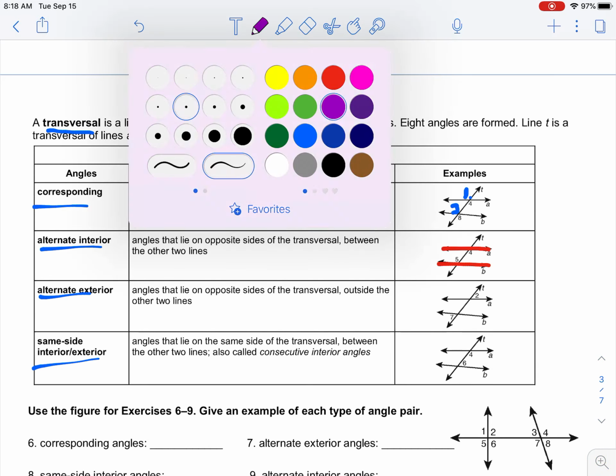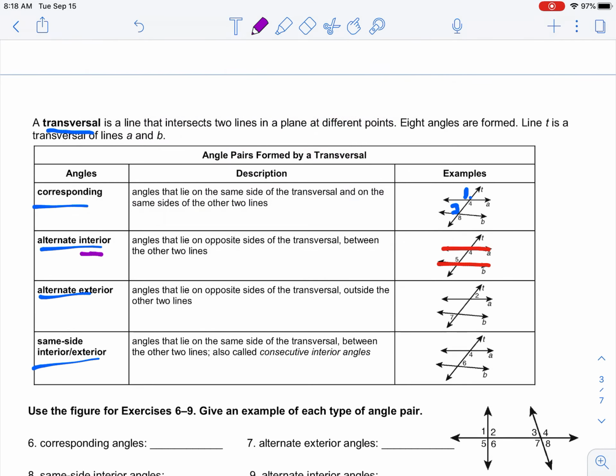All right, well, alternate exterior then. Interior was inside. Alternate exterior means outside. So we have 2 parallel lines. We have an angle on the outside and on the outside, and they alternate which side of the transversal they're on.